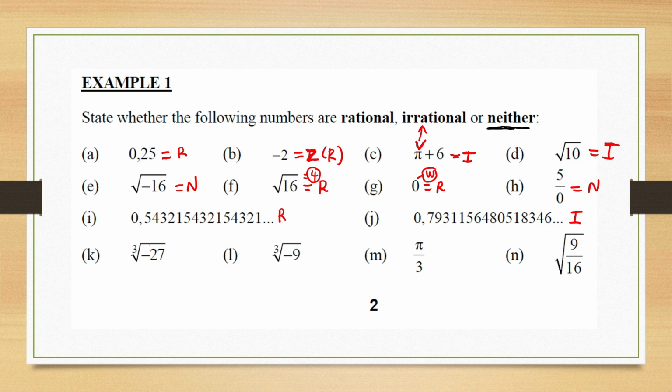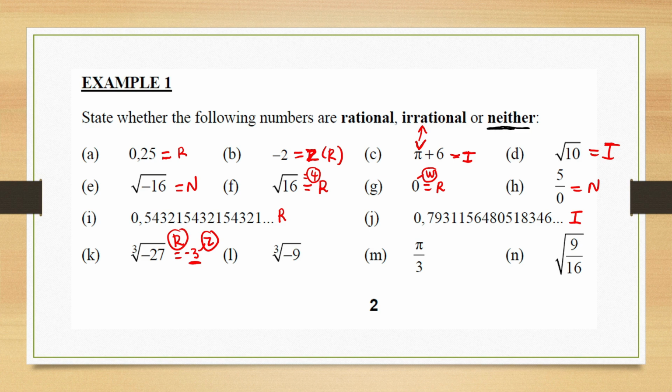Why? Because it's a cube root, not a square root. We said a cube root of a negative number does exist. So a cube root of negative 27 is basically negative 3, and this negative 3 is an integer, and we said integers fall under rational numbers. So a cube root of negative 27 is a rational number.